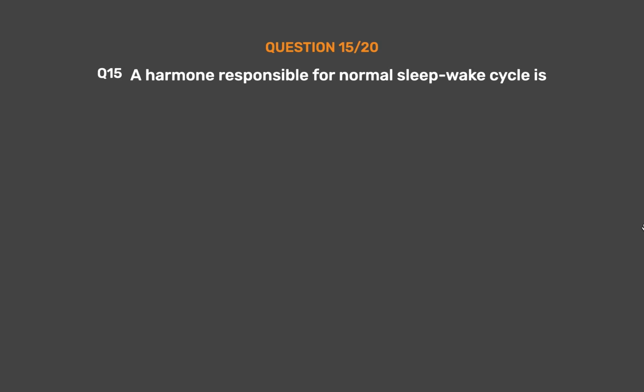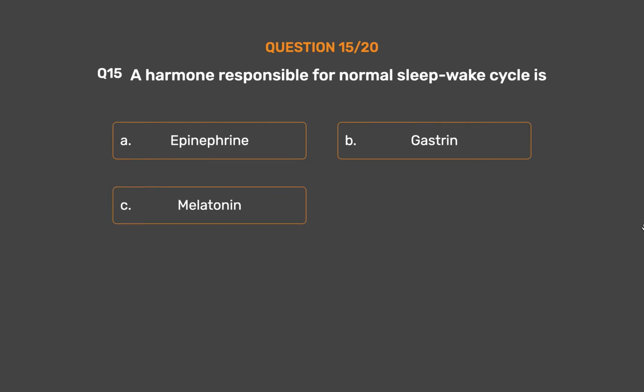Question number 15. A hormone responsible for normal sleep-wake cycle is Option A, epinephrine. Option B, gastrin. Option C, melatonin. Option D, insulin.